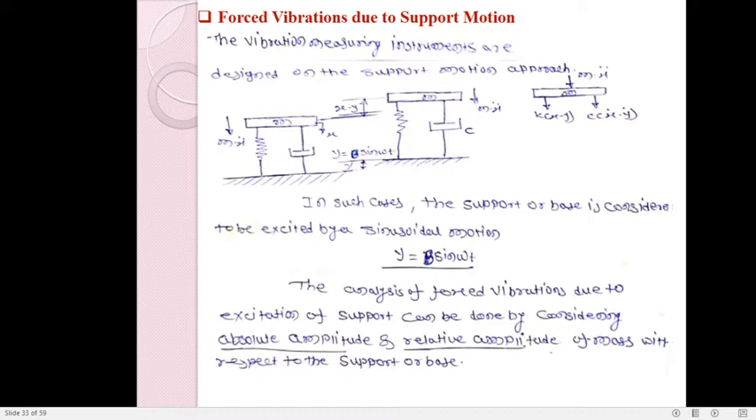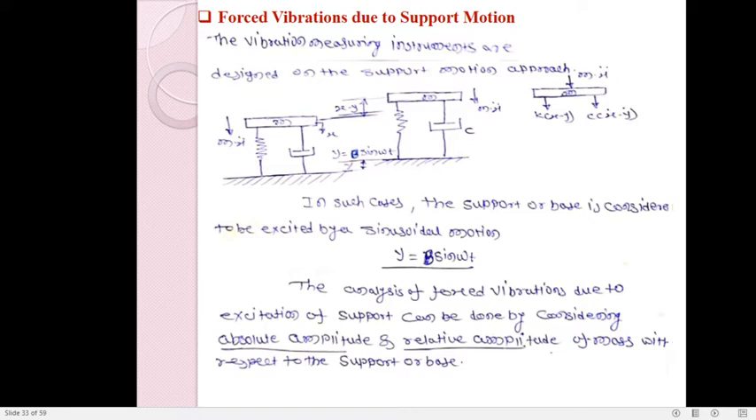In such cases, the support or base is considered to be excited by a sinusoidal motion, which is y equals b into sine omega t. The analysis of forced vibration due to excitation of support can be done by considering either the absolute amplitude method or the relative amplitude method.